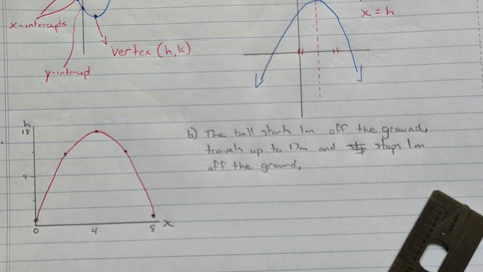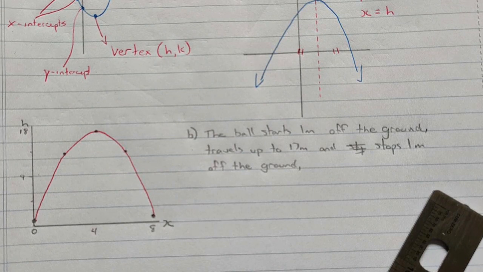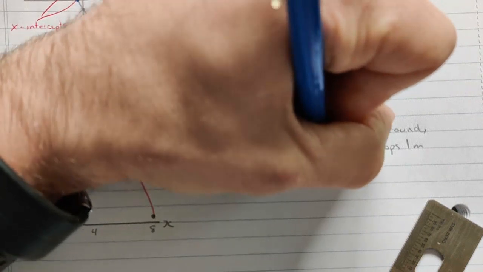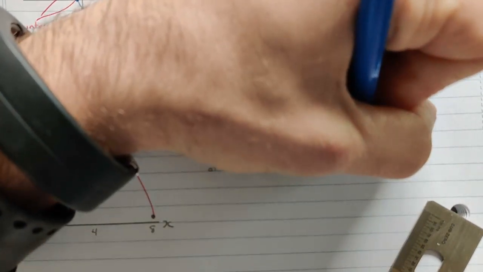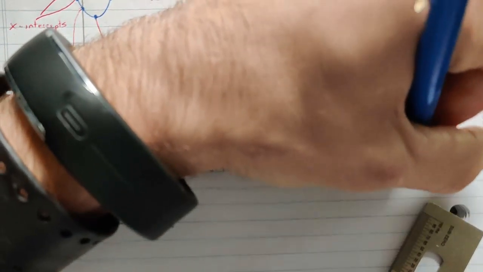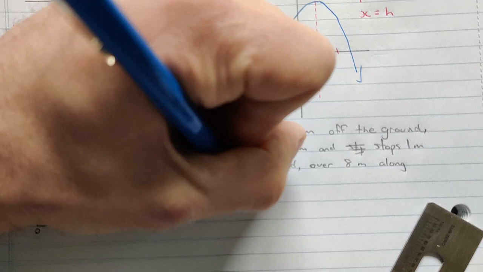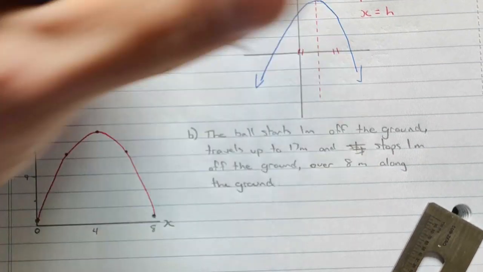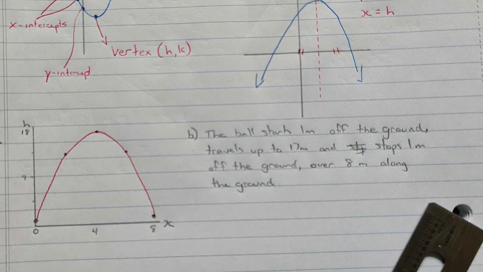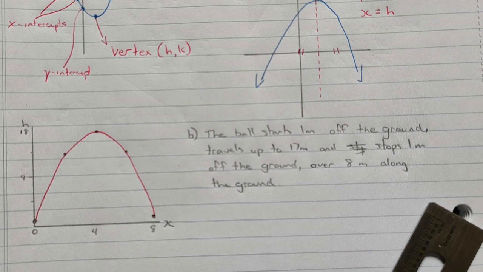And now that describes the height portion of our graph, but it doesn't describe the vertical travel. So we're going to put that in too. Something like over 8 meters along the ground would describe that. So we want to make sure we're describing both our vertical and our horizontal movements here.